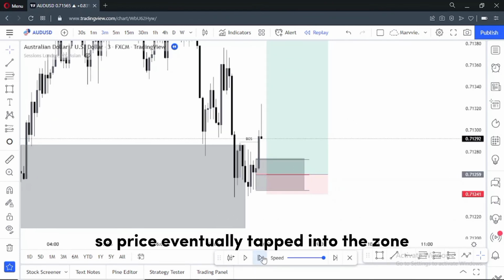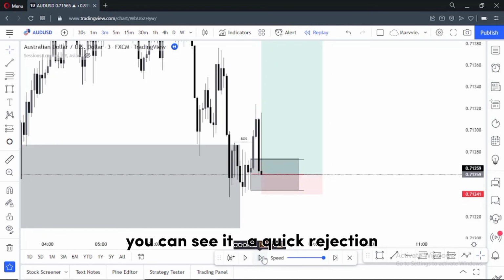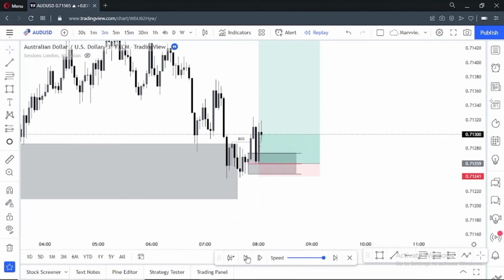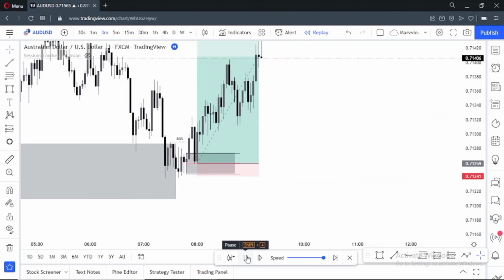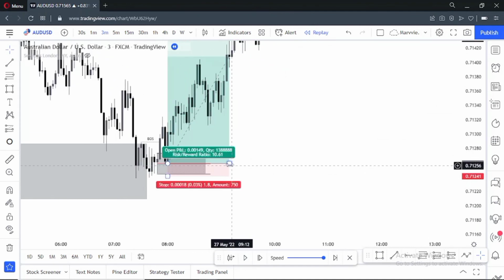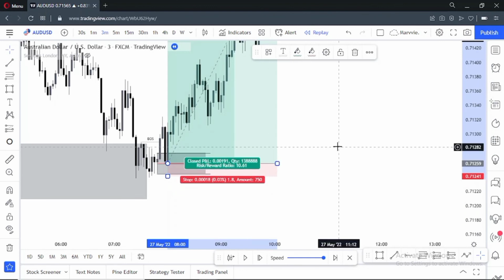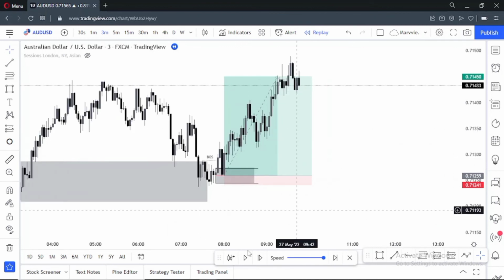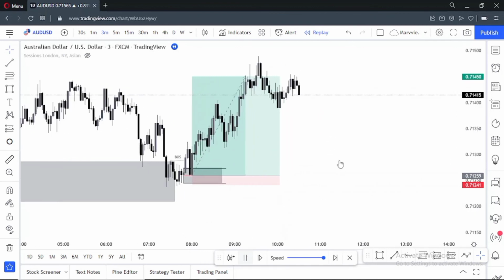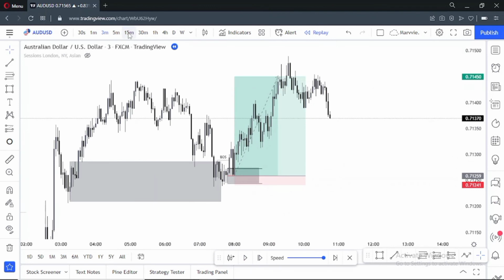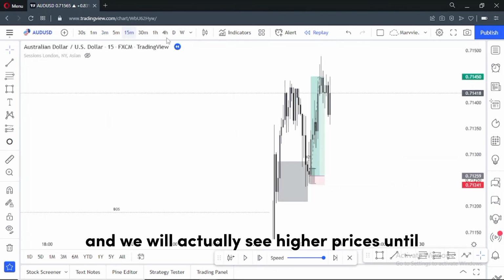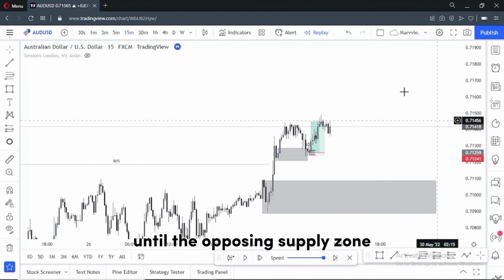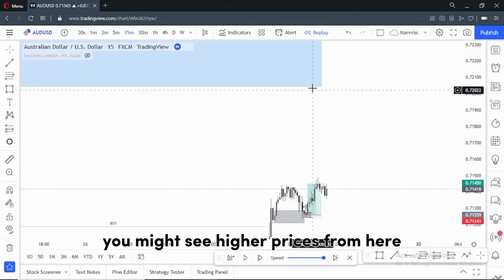So price eventually tapped into the zone. You can see a quick rejection, and price just played forward. Price is still trending upwards right now, and we might actually see higher prices until the opposite supply zone, which is this one. We might see higher prices from here.